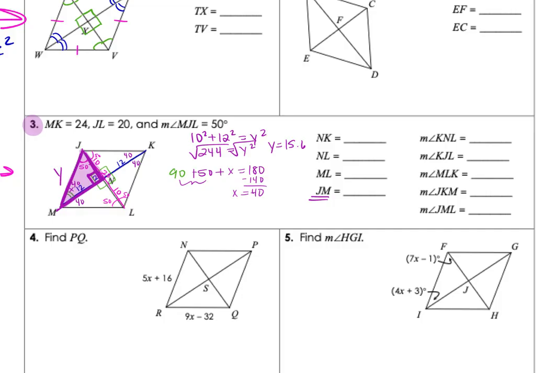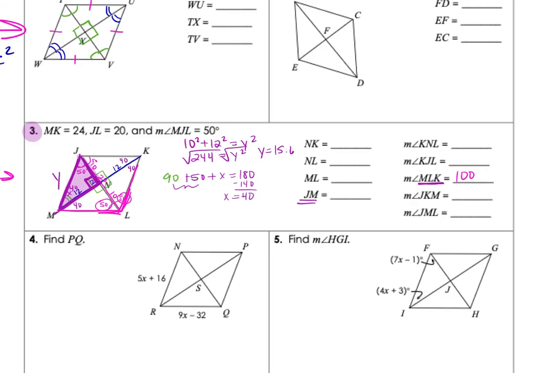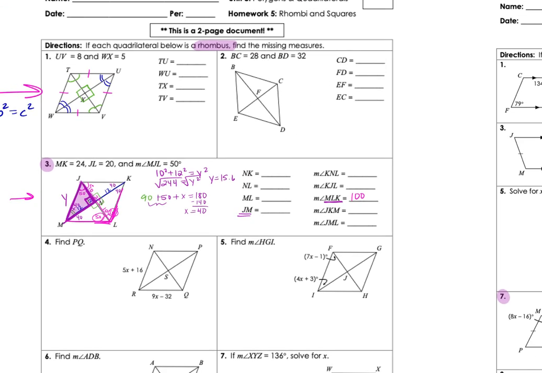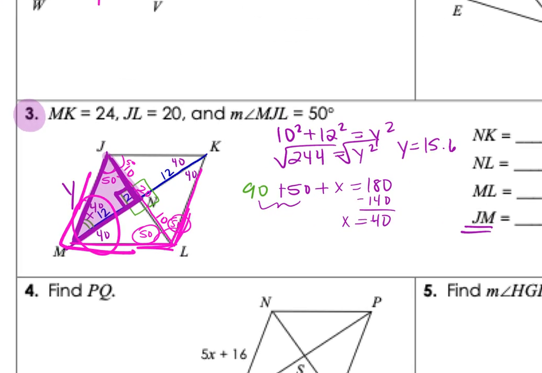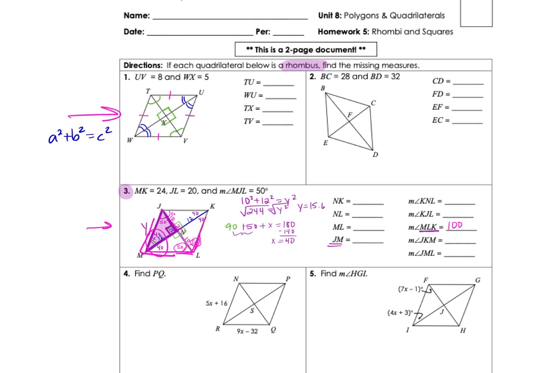When they ask you for like MLK, if you look at what MLK is from M to L to K, that's this angle. So you just got to add the 50s together. So 50 plus 50 is 100. Over here, if they asked you for like JML, that'd be 80. Add the 40s together. Sorry, it's probably super small on your screen. So that's what we're doing with a rhombus.